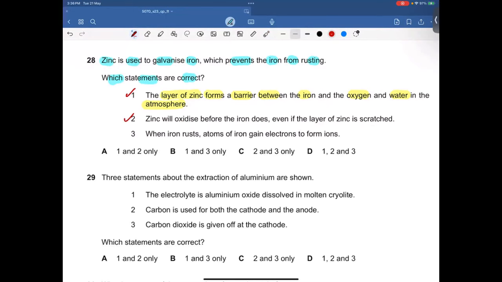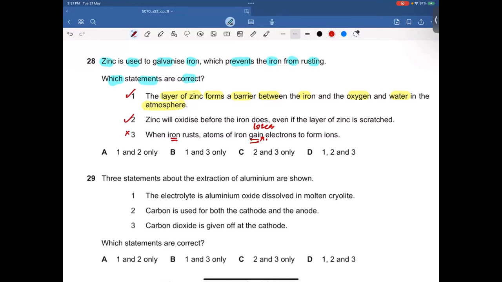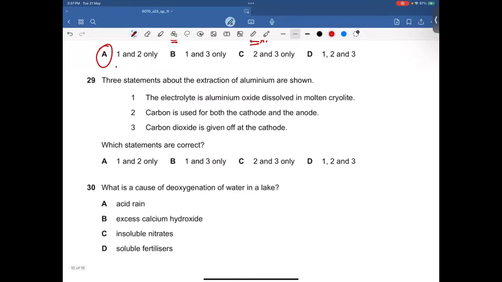When iron rusts, atoms of iron gain electrons to form ions. Iron is metal. Metal never gains electrons. It loses electrons, which means it's wrong. Third statement is wrong, and therefore A is going to be the right answer. Question number 29.